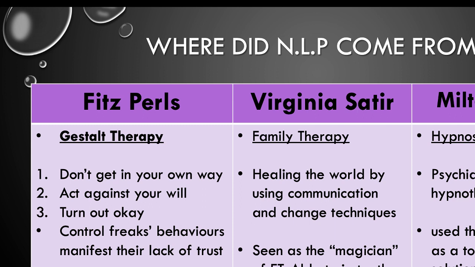Now, from the family therapy aspect, this was Virginia Satir, I believe it's pronounced. Her whole motto was healing the world through family therapy, through using communication and certain techniques to change people's behavior. People actually called her a magician of sorts because, somehow, we don't know how, she was able to almost instantaneously fix people's problems. They would come in and leave fine. One wonders what happened there.